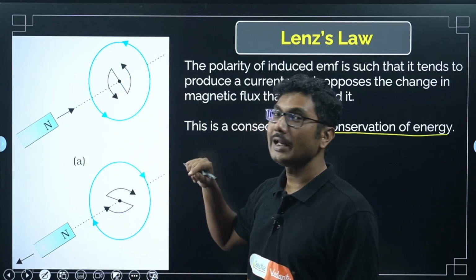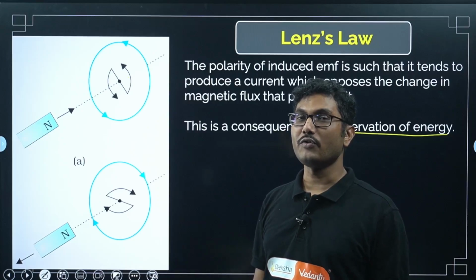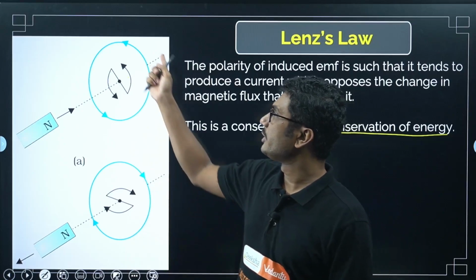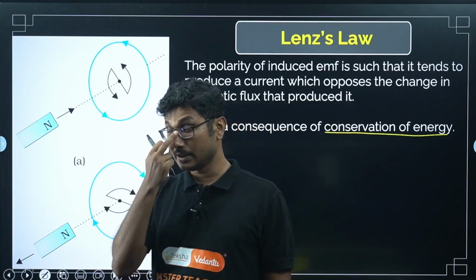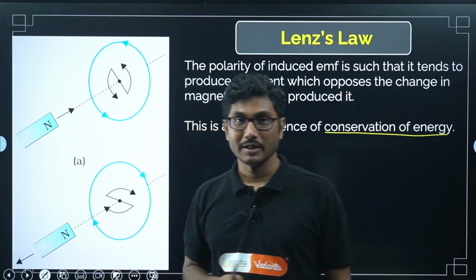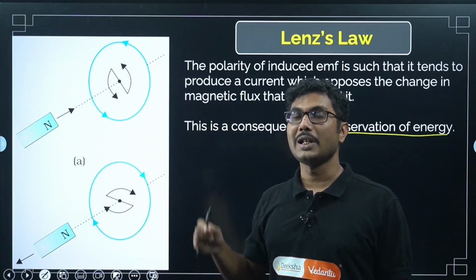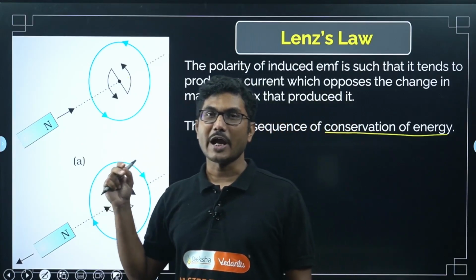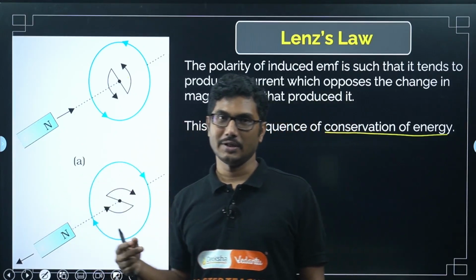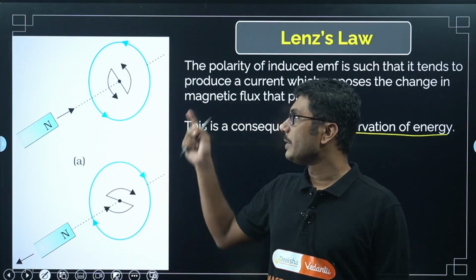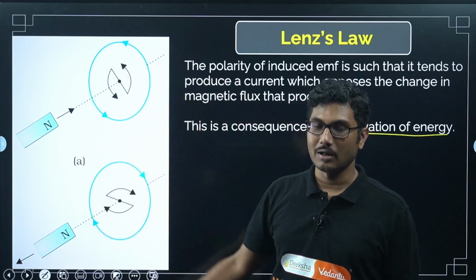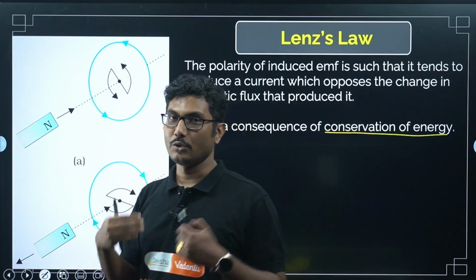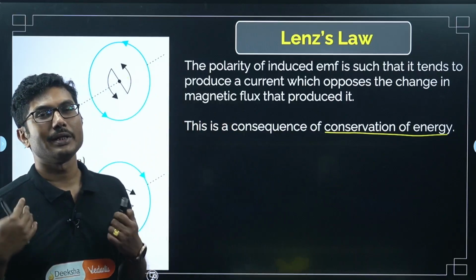So what is happening? You are producing current out of nothing. You are producing current, which is a form of energy, out of nothing, which is not possible according to the conservation of energy. According to the conservation of energy, you cannot produce anything out of nothing. Right? So basically this is prohibiting the source from producing unlimited power.